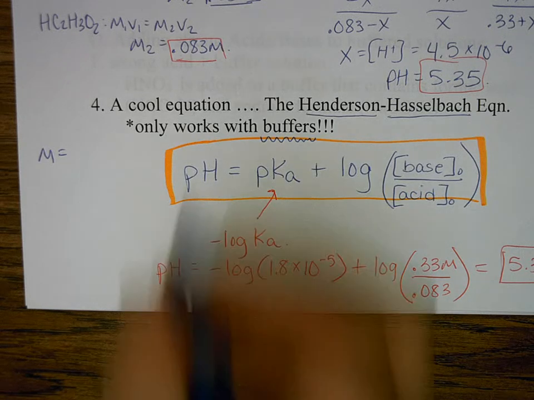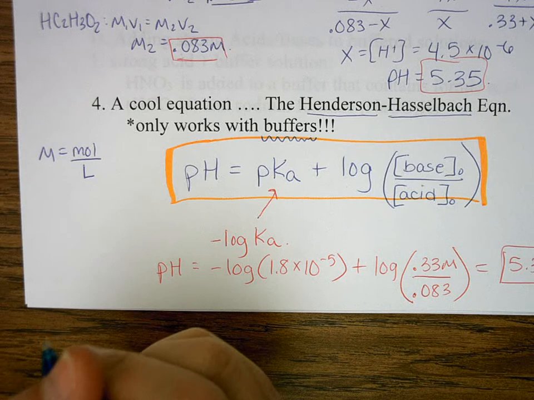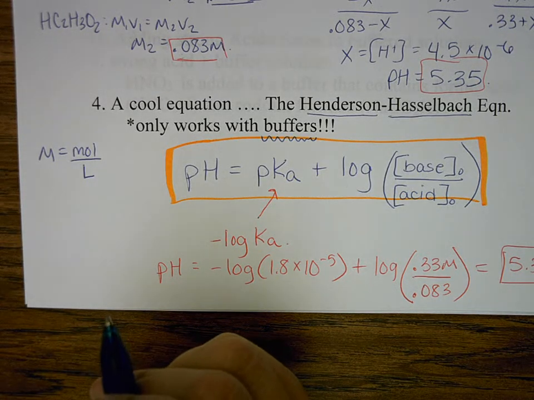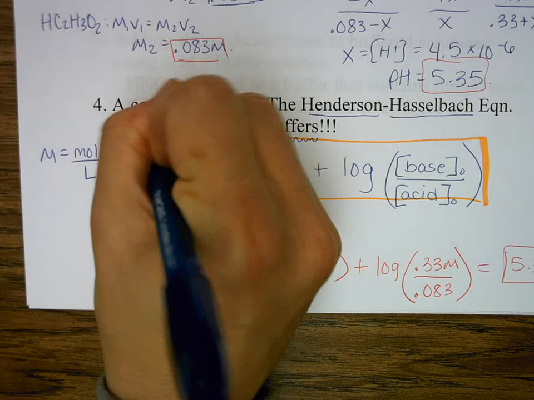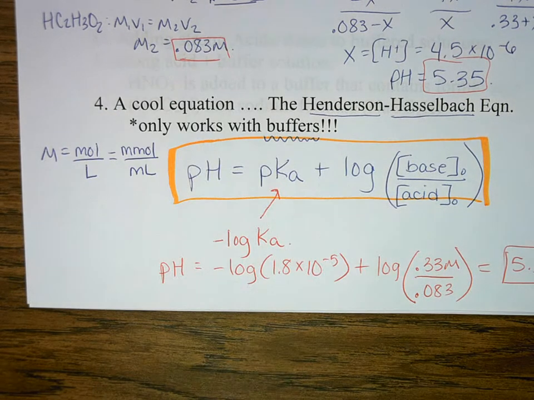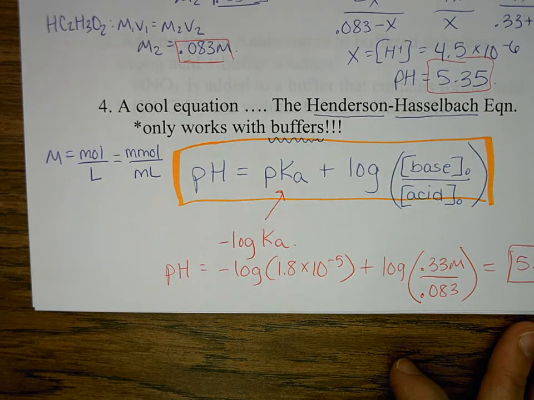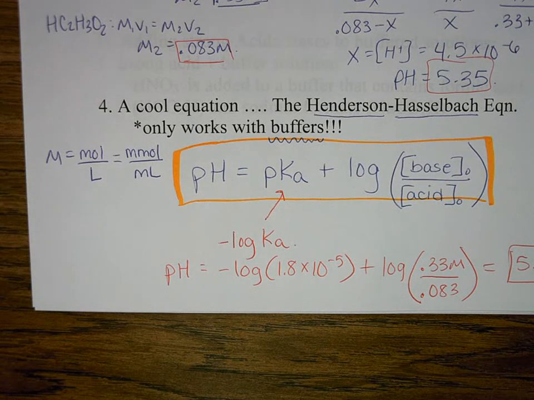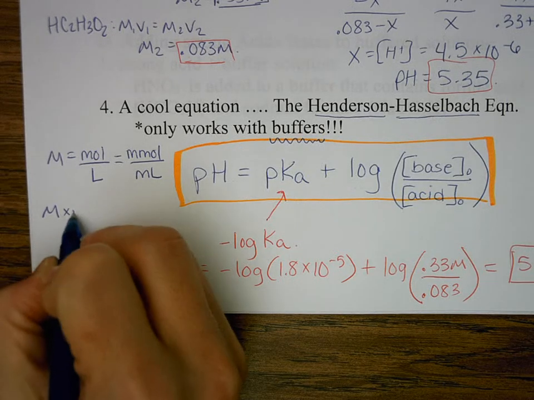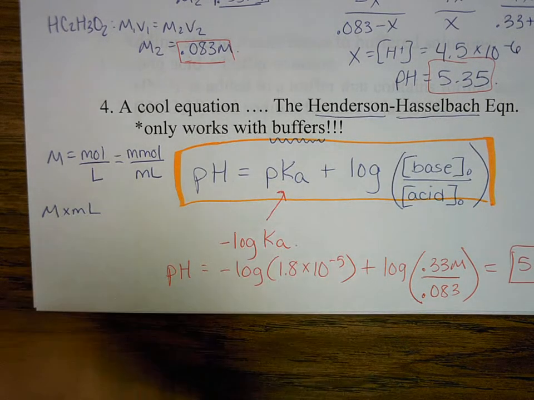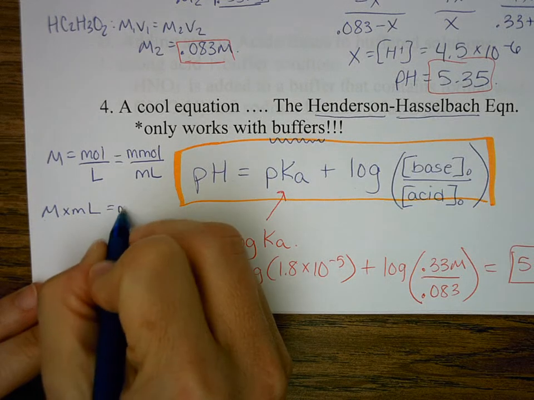So if molarity is moles over liters, that's the same thing as saying millimoles over milliliters, just making everything milli instead of regular units. And so what you can do is take the molarity times the milliliters, and that takes away having to convert to liters and all that stuff. Molarity times milliliters equals millimoles.